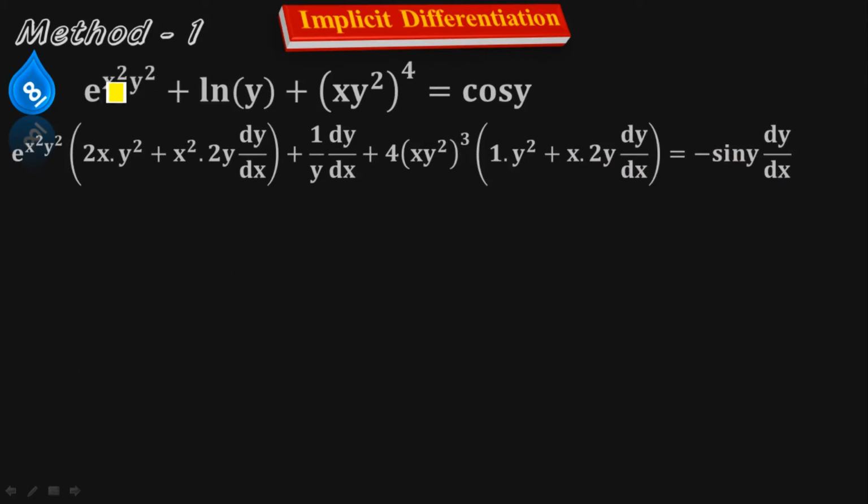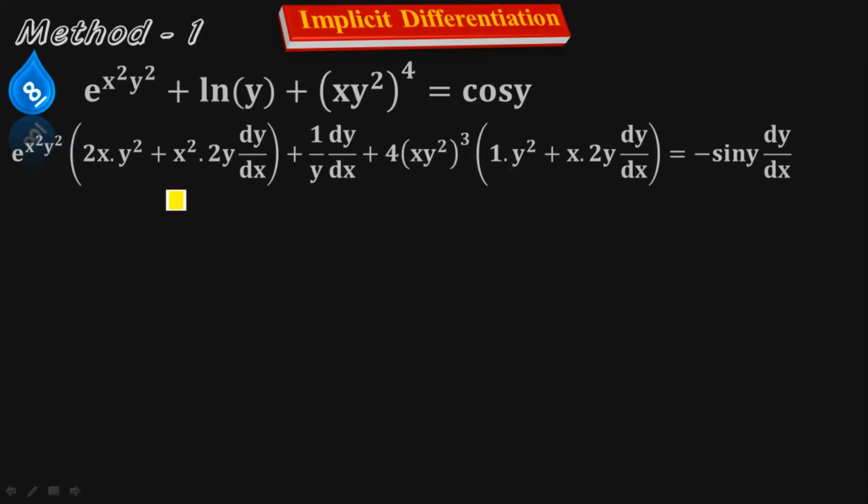If you look at this expression, e to the x squared times y squared equals e to the x squared times y squared, but then you have to apply the chain rule for the inner function. This e is my outer function, x squared times y squared is my inner function. Apply the chain rule here. Since it is the product of two functions, x squared and y squared, I'm going to apply the product rule for this inner function.